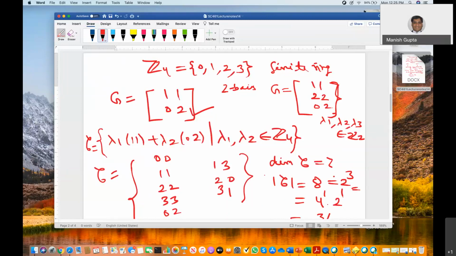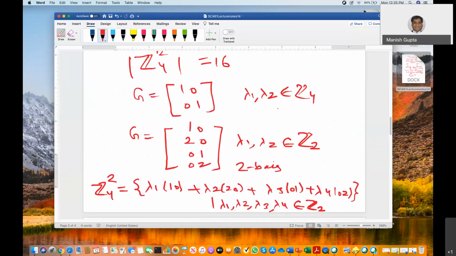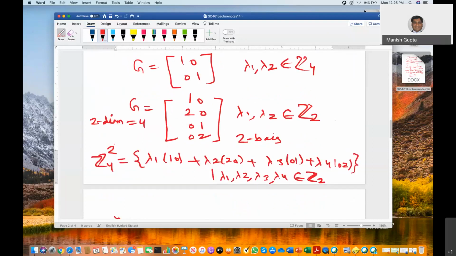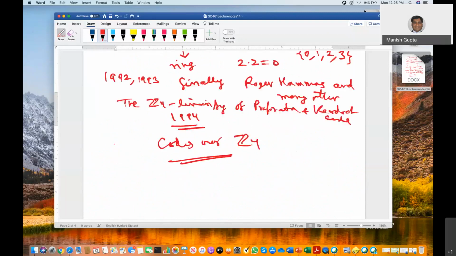So the dimension here turns out to be 3, and the Z4 dimension turns out to be 4. Okay, so this is how we can construct the code over Z4. So basis was a very important thing, and we can sort it out like this.